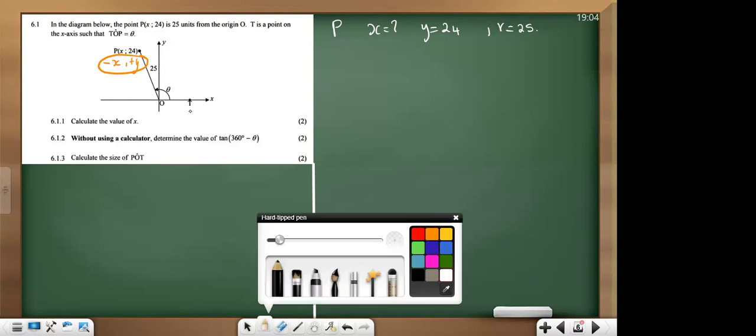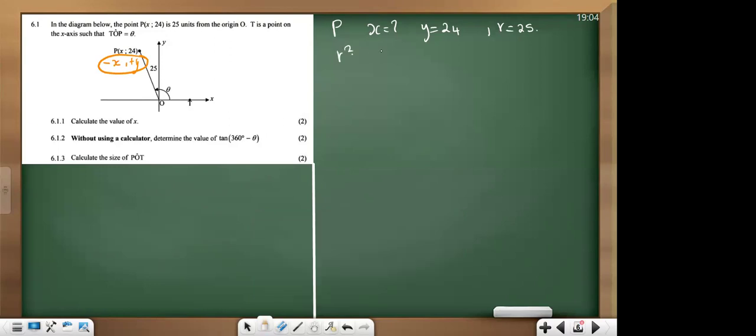Since it's a right angle triangle, I can use Pythagoras. r squared equals x squared plus y squared. Let's substitute: 25 squared equals x squared plus 24 squared. Take 24 to the other side. 25 squared minus 24 squared will give you x squared. If you can see, this is a difference of 2 squares. My grade 8 learners can just solve this without a calculator. Imagine how sweet this could be without the use of a calculator.